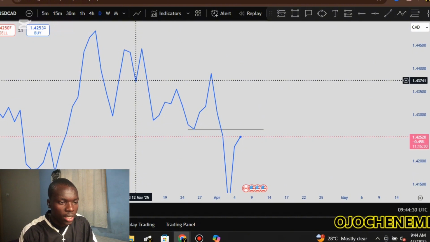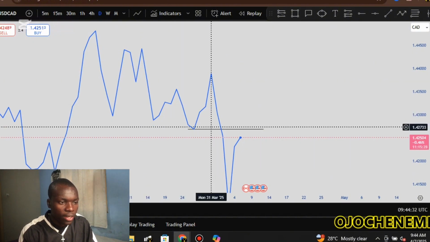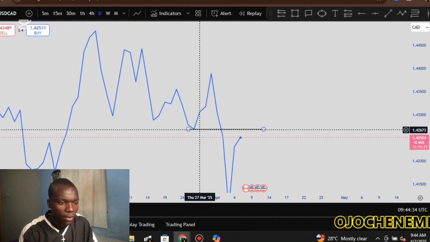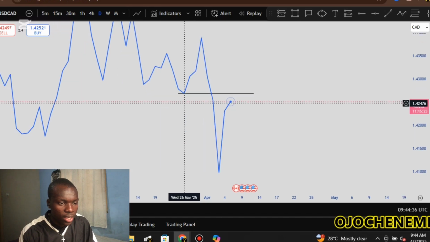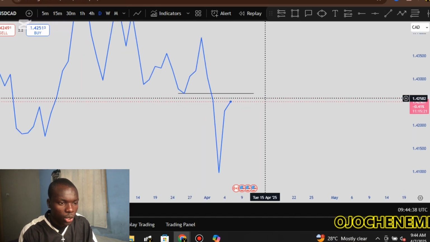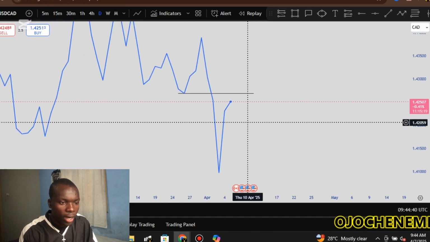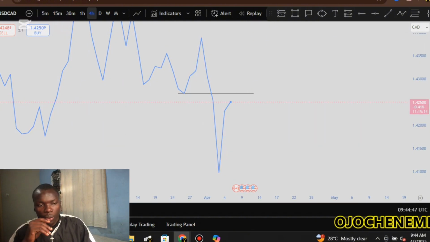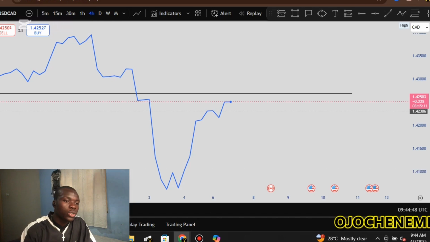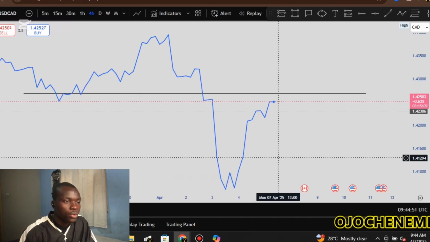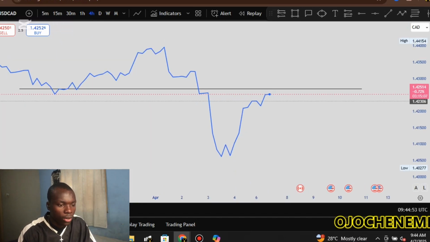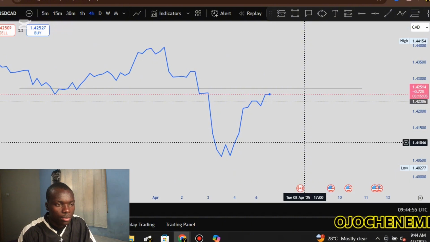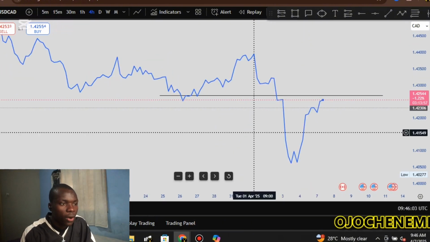We can also see there is a break here, then a retest. This was the first one. After that, you can see this is another break of the structure on the daily time frame. After we know that we are bearish now on the daily, what are we looking forward to now? Let's go to the 4 hour.